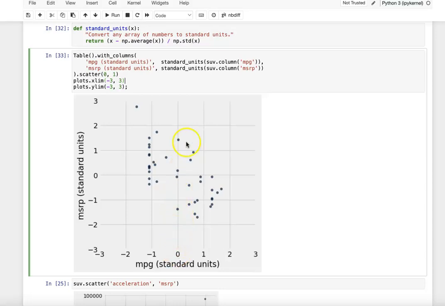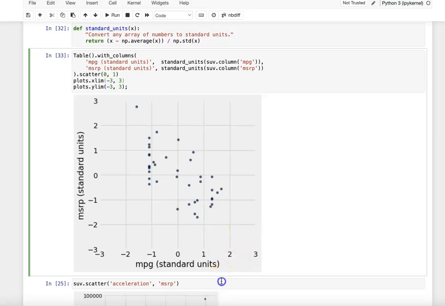You can see the 0 will be the average of all the gas mileage information. The same thing here for the MSRP, the average for the MSRP price. There is one dot between them where they are both the average for the MSRP and the gas mileage. So from here, we can make our scatter plot in the standard unit. So here is our MSRP and gas mileage.